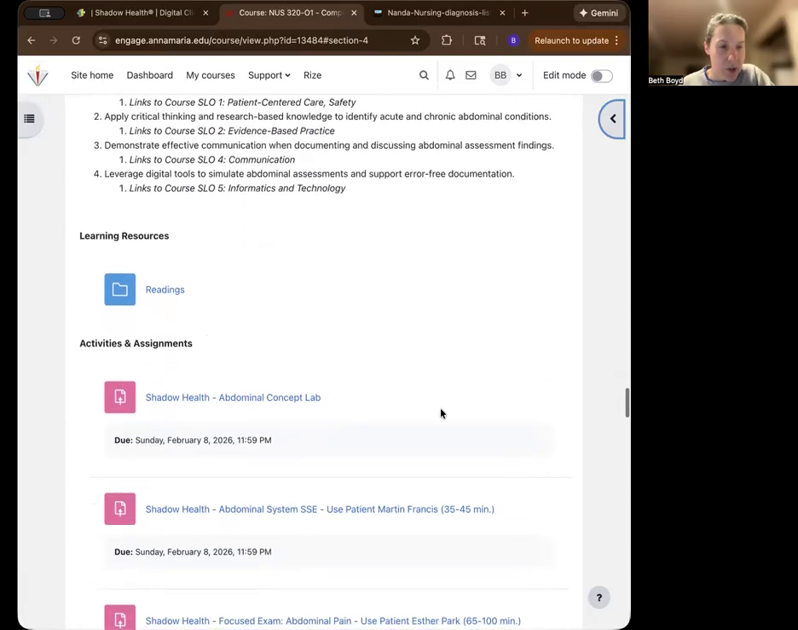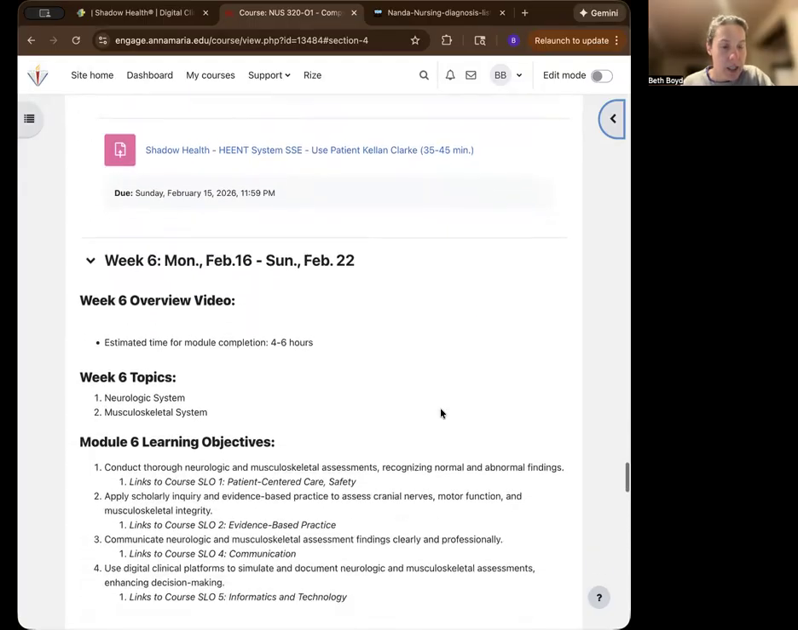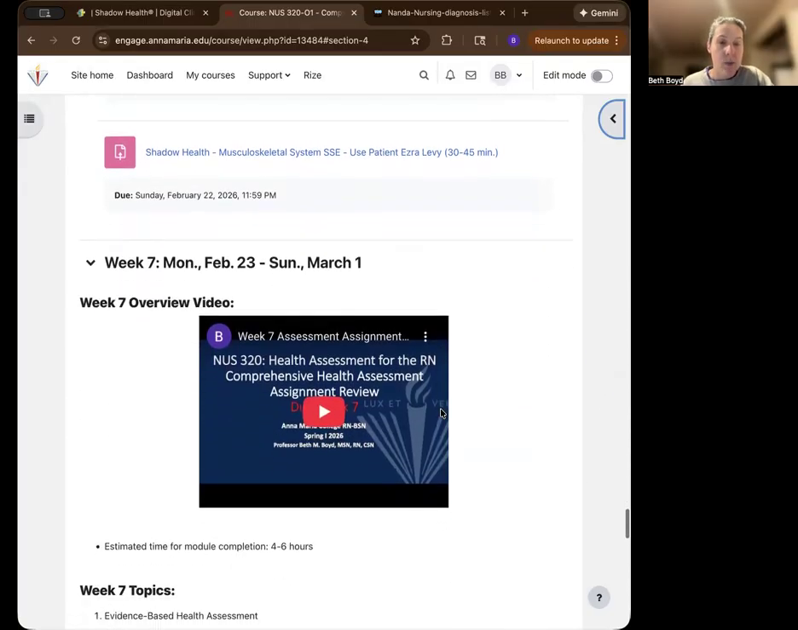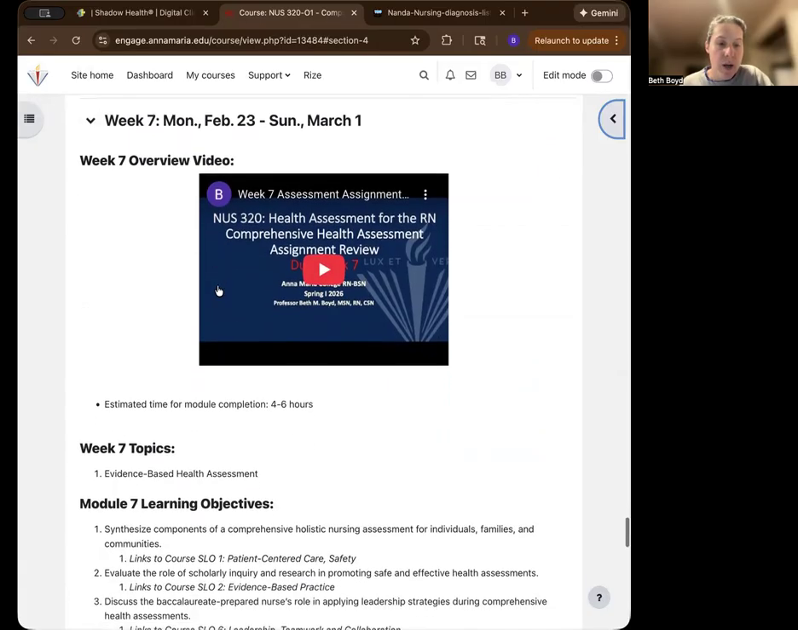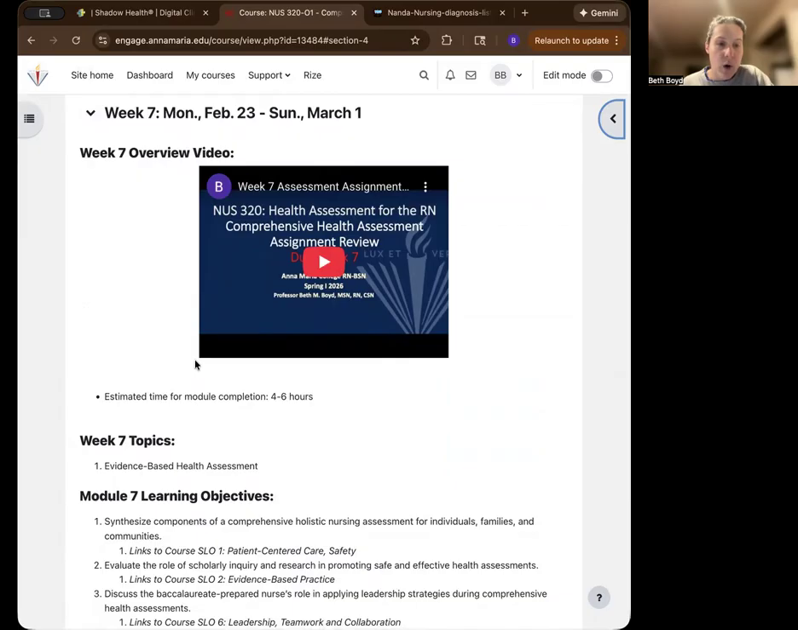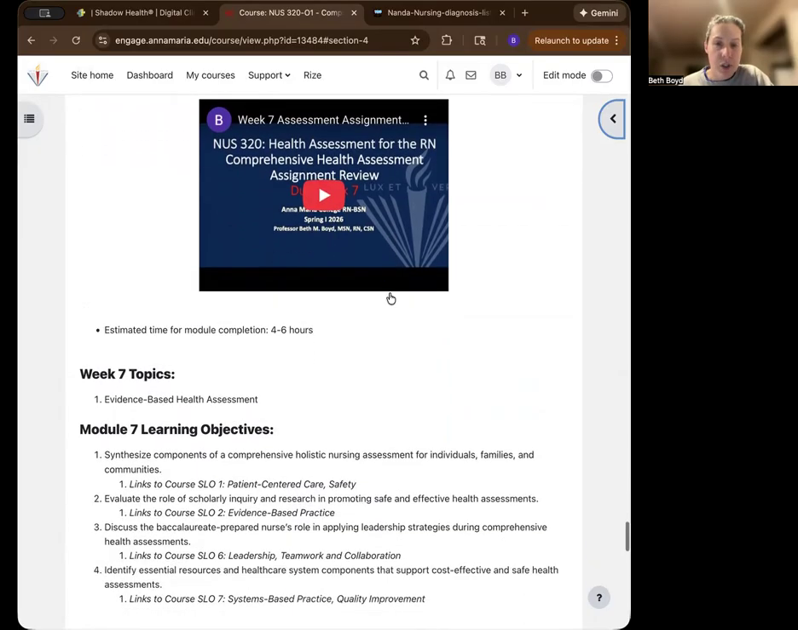And let's just double check while we are here. I'm scrolling down. I hope I'm not making anybody sick. Yes, week 7. So the week of February 23rd, that is where you are working on that health assessment paper that I was just talking about, where I was explaining that we need to be more detailed. That paper is due in week 7.